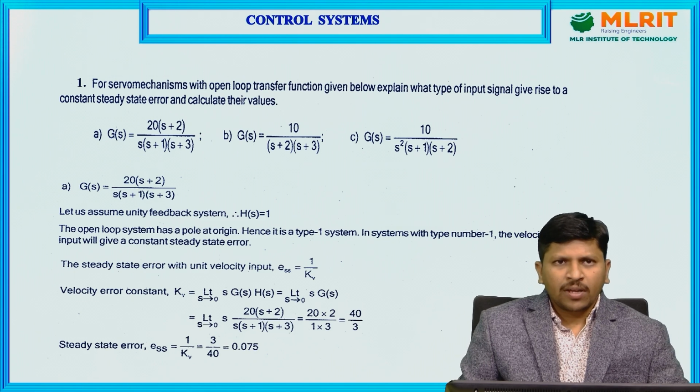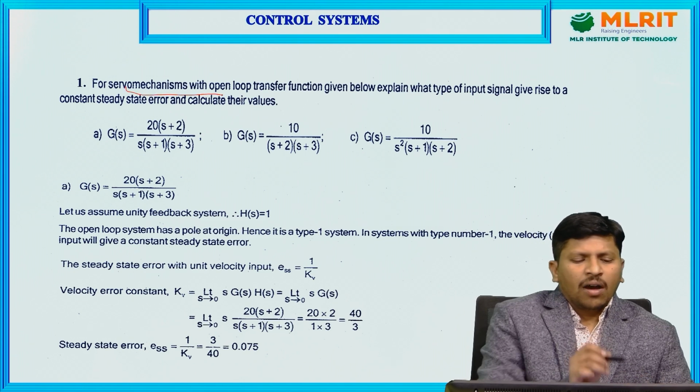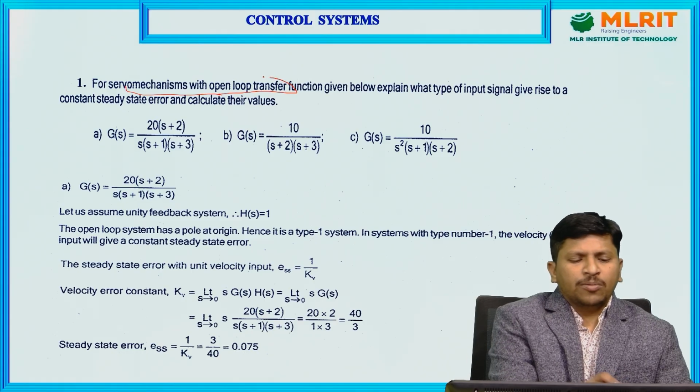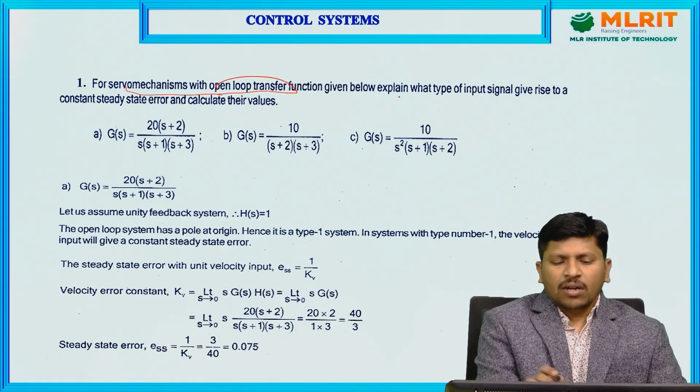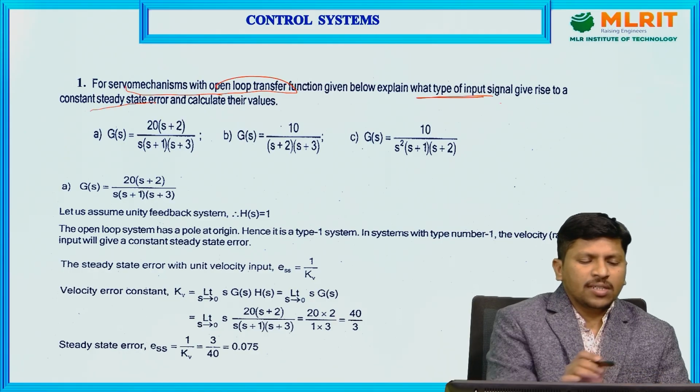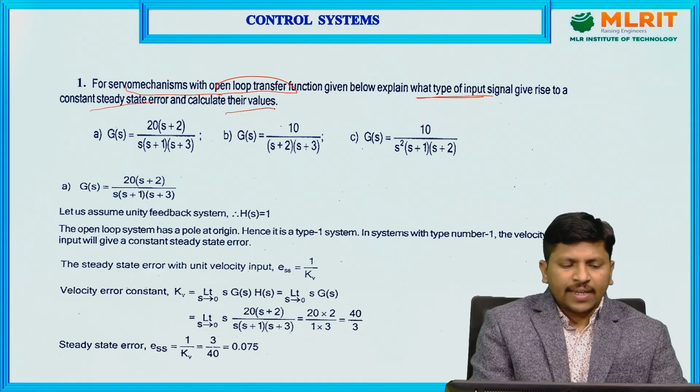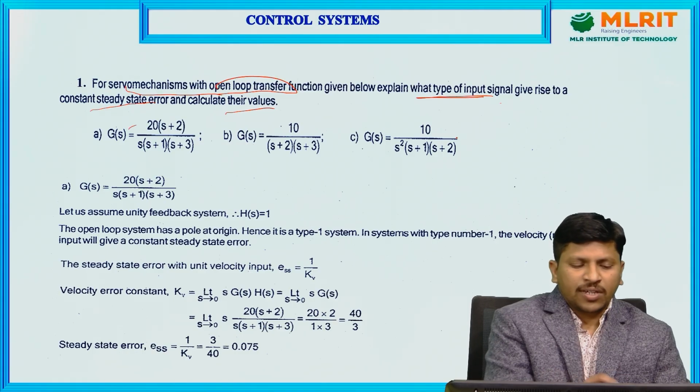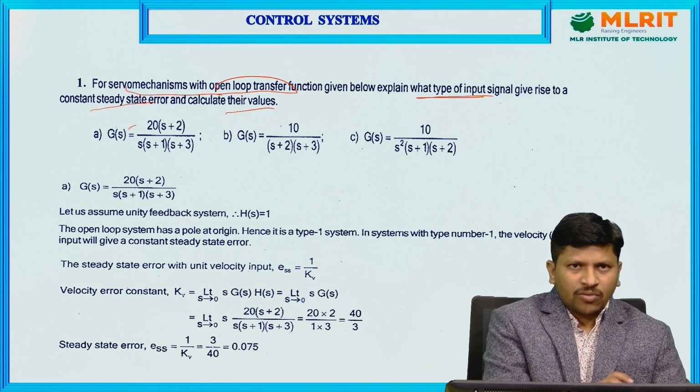The first problem: for a servo mechanism with the open loop transfer function given below, explain what type of input signal gives rise to a constant steady state error and calculate their values. Here the open loop transfer functions are given, and we have to find the type number of the system, which type of input signal applies, and the steady state error value.